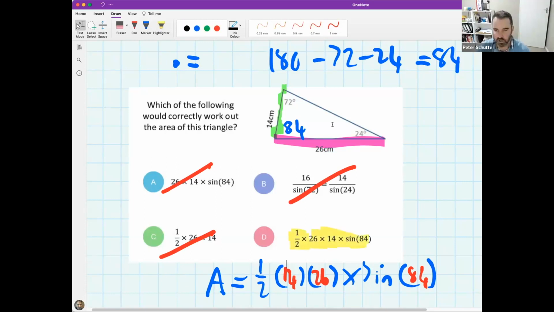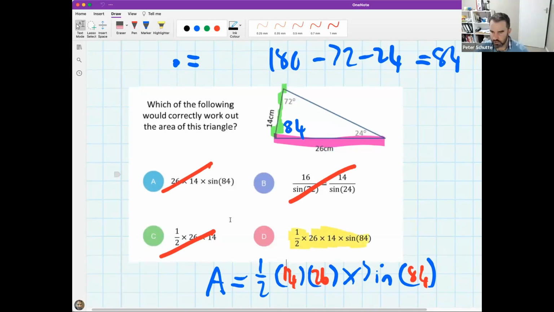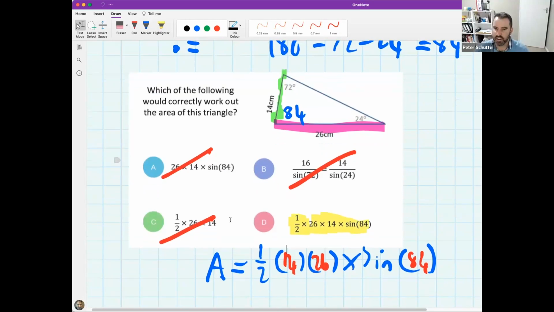Okay, so that was harder because you had to find the angle by yourself first. But again, still doable, I think.